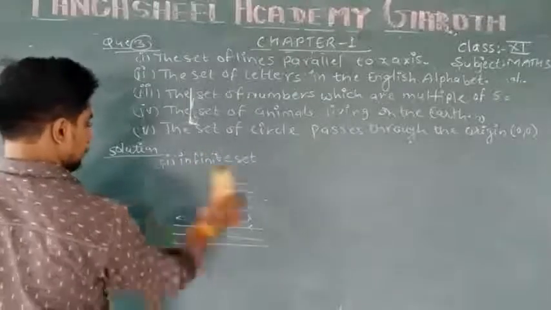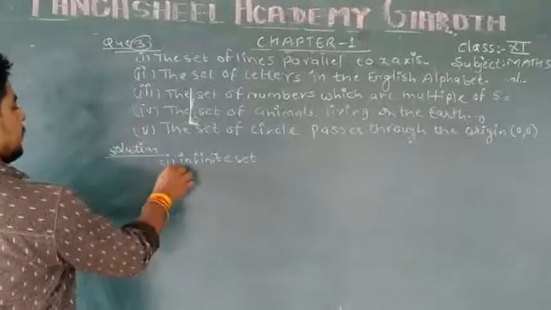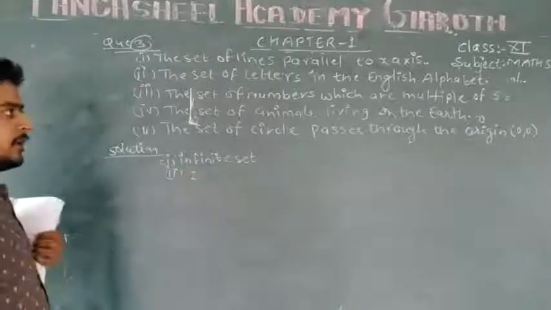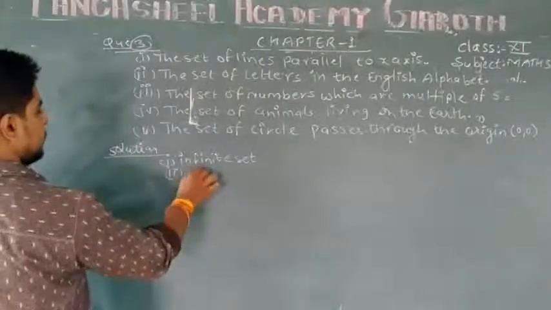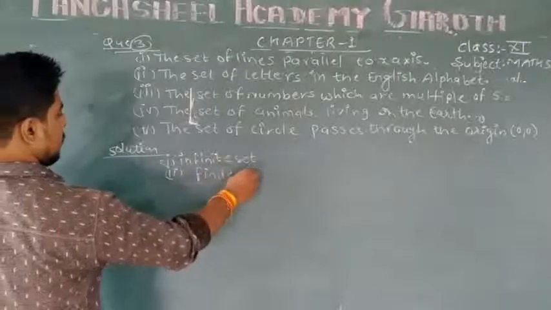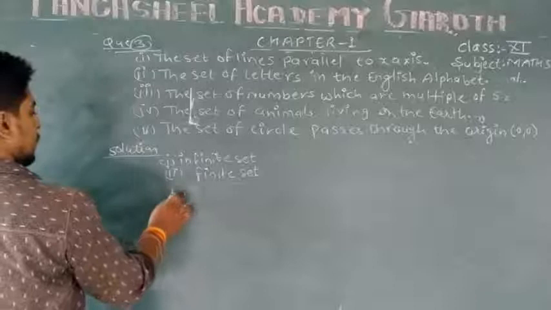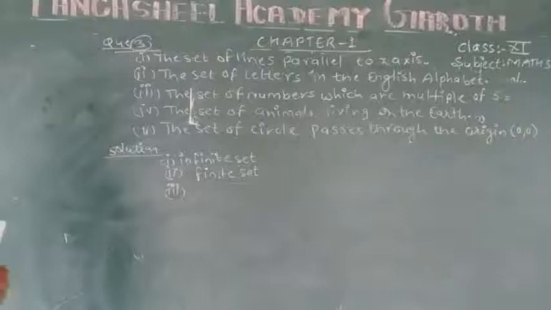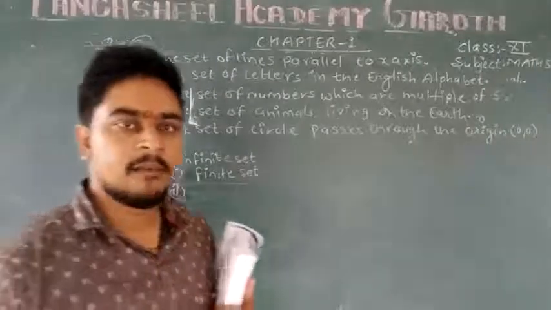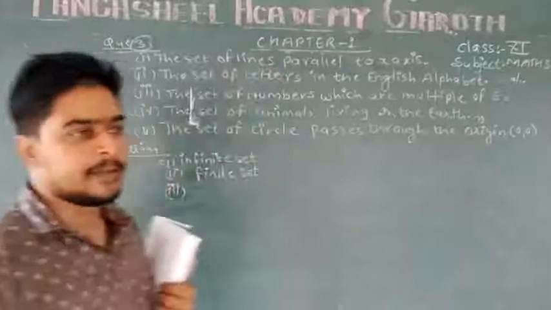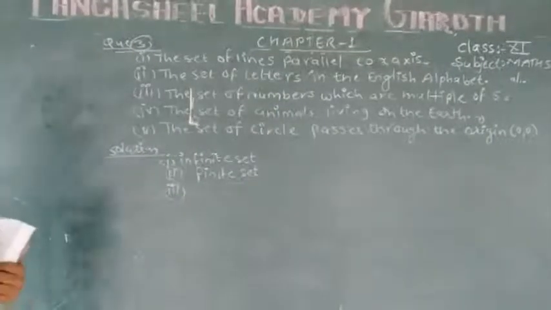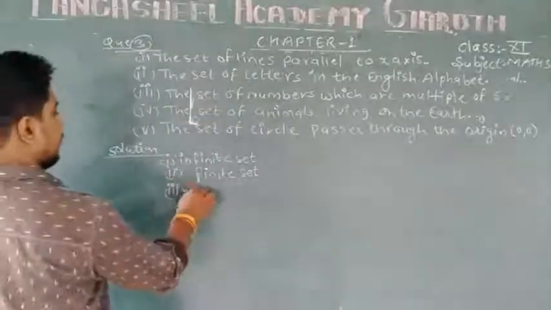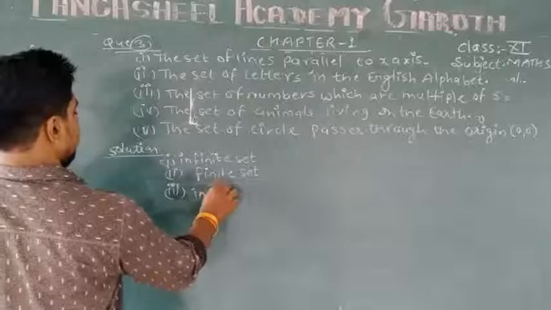Next, according to the second question, the set of letters in the English alphabet, we know that the number is 26 and it is called a finite set. In the third, the set of the numbers which are multiples of 5, means those numbers which are divisible by 5. There are so many numbers which are multiples of 5. Therefore, their number is not finite. Therefore, it is called infinite set.